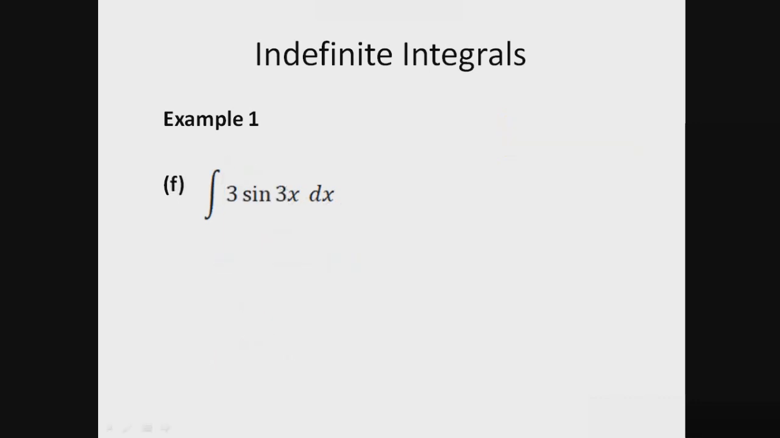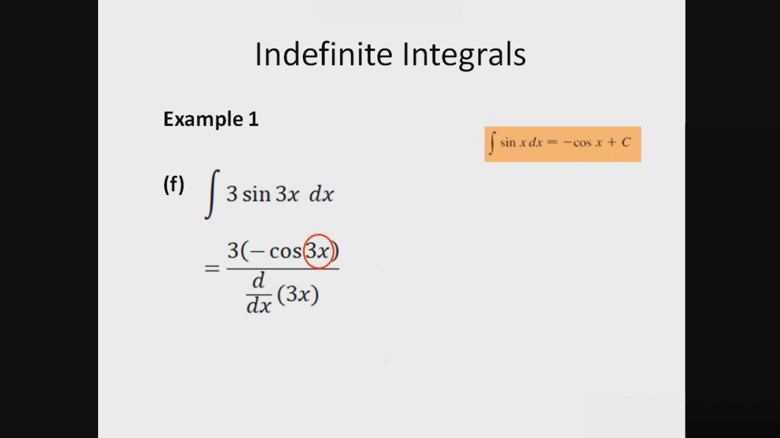Example 1f. The integral of 3 sine 3x dx. Okay, first we put 3 as the constant outside. Then we get 3 times the integral of sine 3x dx. So looking back at the table of properties, we know that the integral of sin x dx is equal to negative cos x plus c. So now we will get 3 in brackets negative cos 3x, and then we have another function inside cos. We have to differentiate 3x at the denominator, then plus c. Now we get negative 3 cos 3x over 3 plus c. Cancel out 3, we get negative cos 3x plus c.